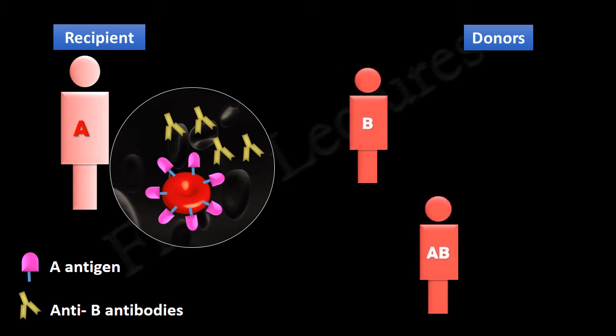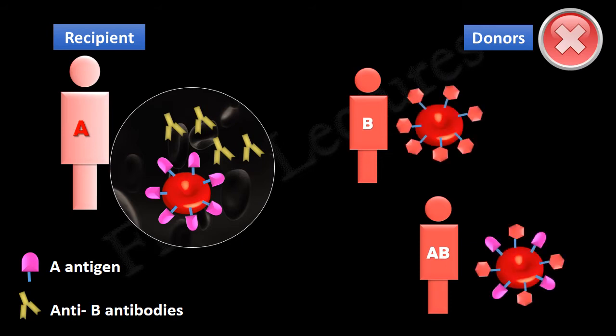A recipient with blood type A cannot receive blood from donors having blood type B and AB. This is because these donors have B antigen on their RBCs, which is absent in the recipient's blood type. If transfused into the recipient by error, the recipient's immune system will mount an immune response.